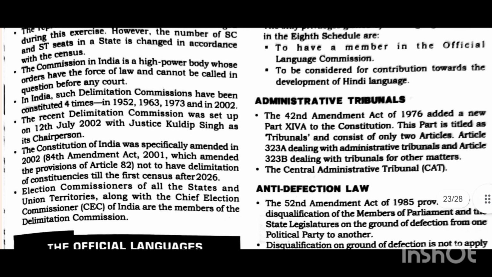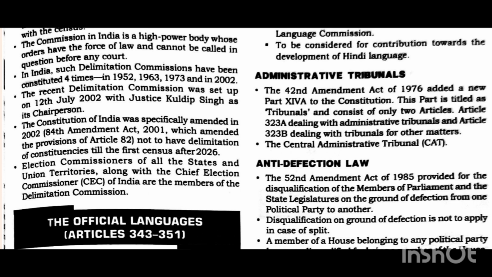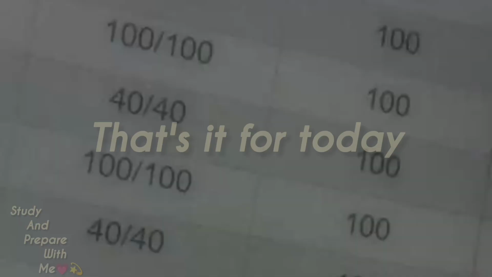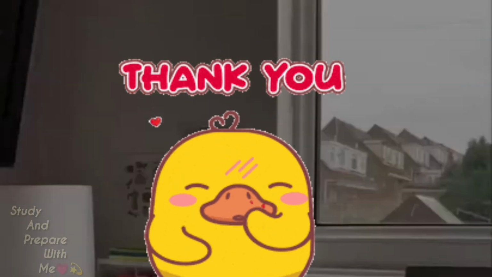In India, such delimitation commissions have been constituted four times: in 1952, 1963, 1973, and in 2002. The recent delimitation commission was set up on 12th July 2002 with Justice Kuldeep Singh as its chairperson. The Constitution of India was specifically amended in 2002, which amended the provisions of Article 82 so as not to have the delimitation of constituencies till the first census after 2026. Election commissioners of all states and union territories, along with the Chief Election Commissioner of India, are the members of the Delimitation Commission.